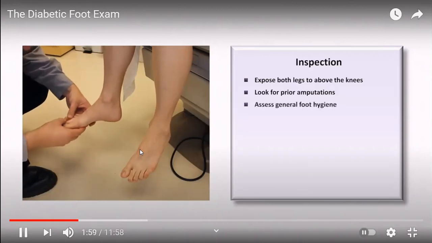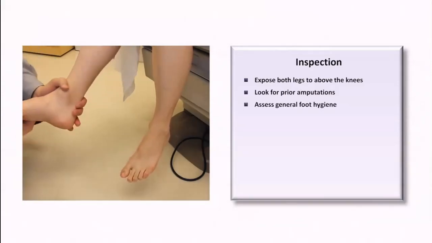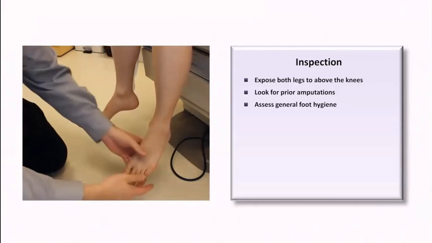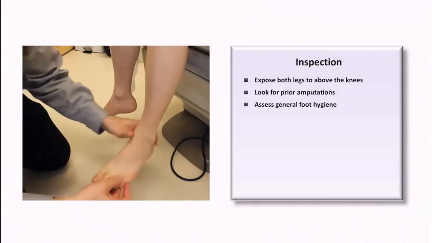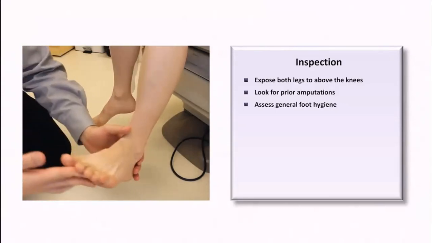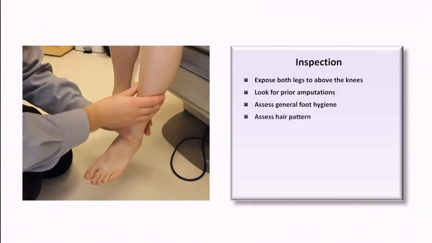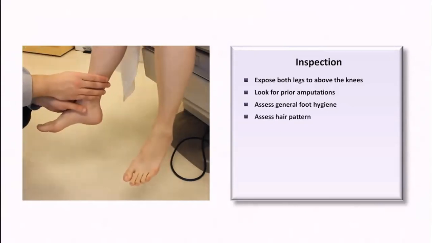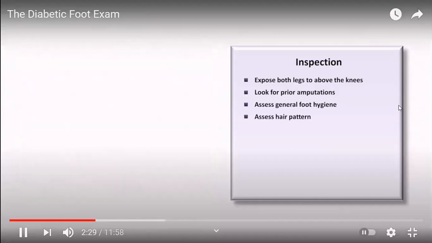And assess for general foot hygiene. Look for dryness and cracking of the feet, superficial fungal infections, and good nail care. Inadequate hygiene is a risk factor for developing infections. Even mild skin cracking or a superficial fungal infection could serve as a potential portal of entry for more serious bacterial infections. Assess the hair pattern. An asymmetric absence of hair or abrupt change in hair pattern as one moves distally down a leg suggests arterial insufficiency. Look for calluses, which may be a sign of improperly fitting footwear and may precede ulcer development.